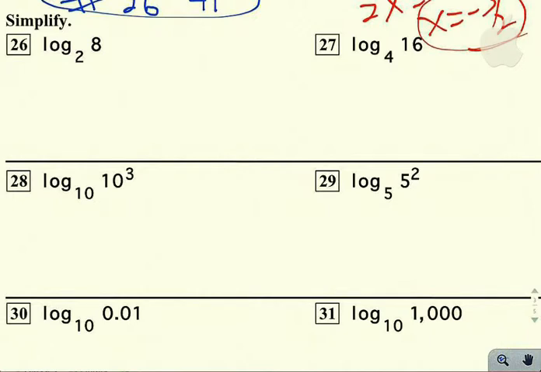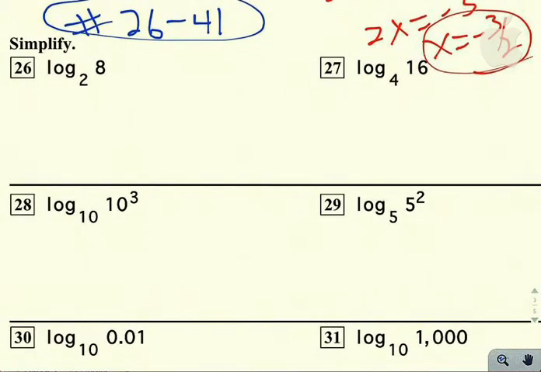Number 26, we want to do the rest of the problems. They're worth it. Remember, logs are exponents. 26 is really asking 2 to what exponent is 8? And that would be 3. So here's your check. 2 cubed is 8. Do not use a variable here.